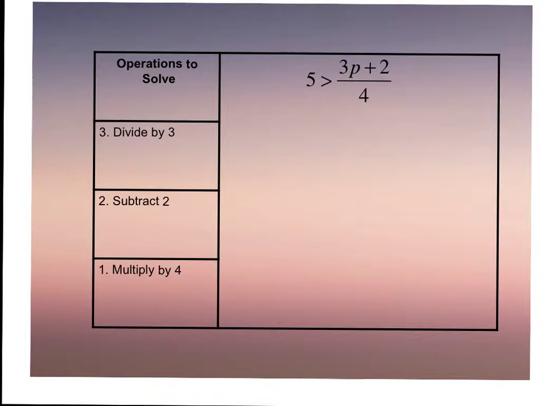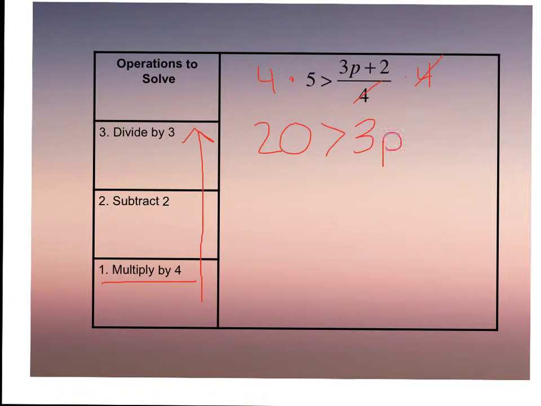So the first step, and I'll go ahead and write up our arrow again. Remember, we're going in this order. So my first step is to multiply both sides by 4. So multiply both sides by 4 here. The 4's are going to reduce to 1 on the right hand side. And then 4 times 5 is going to give us 20, which is greater than 3p plus 2.